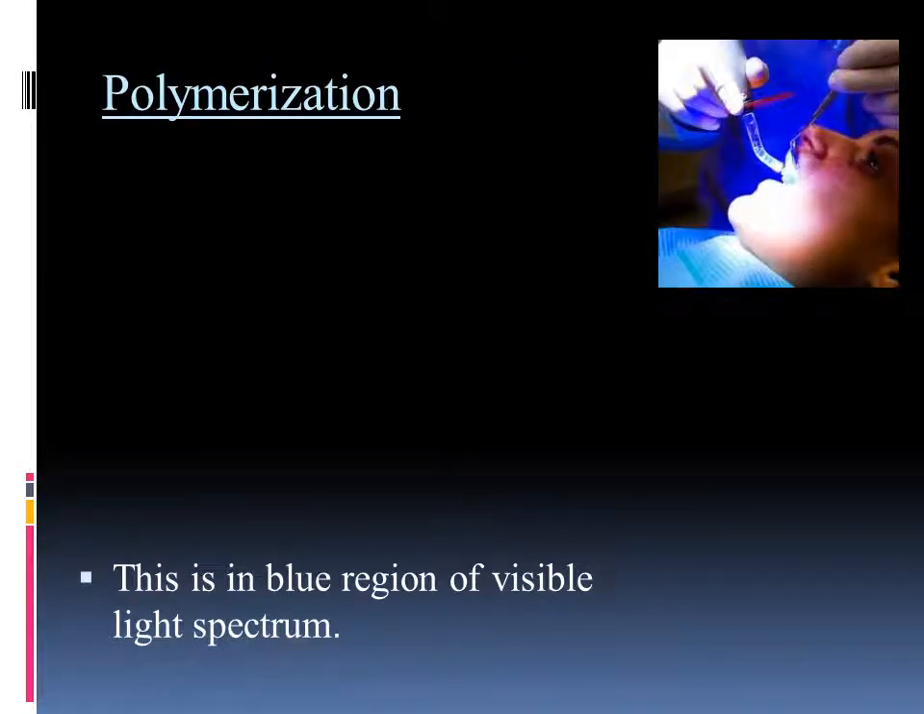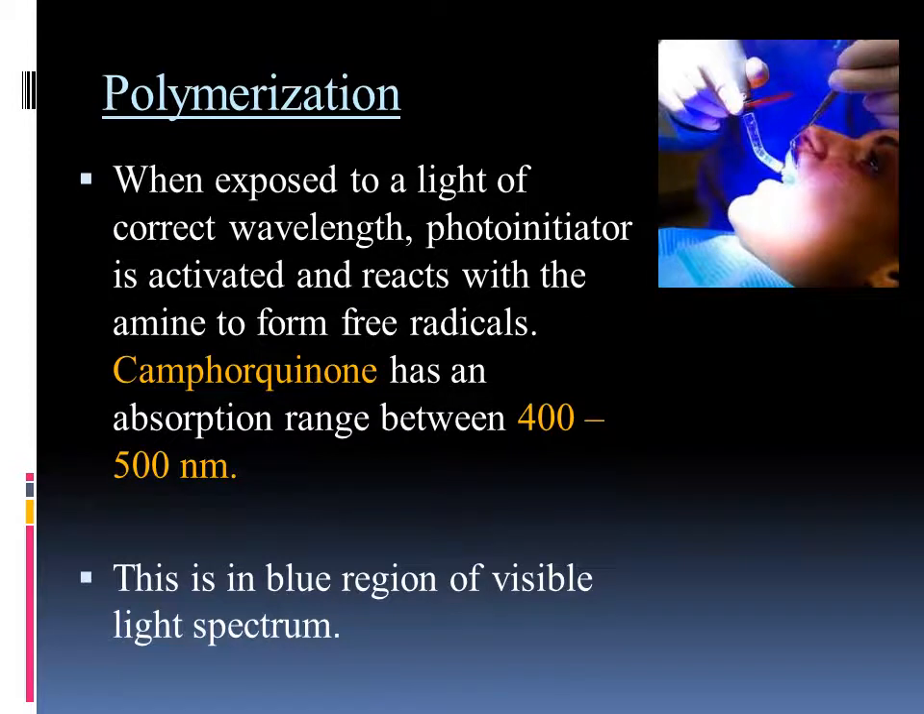Now let's move on to the polymerization reaction. When we are talking about the light activated system, when exposed to light of the correct wavelength, the photoinitiator camphoroquinone is activated and reacts with the activator, which is an amine, to form free radicals, and from then on the polymerization reaction starts taking place.